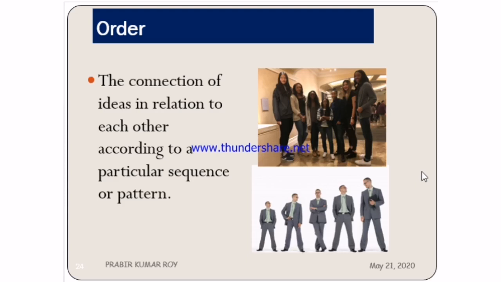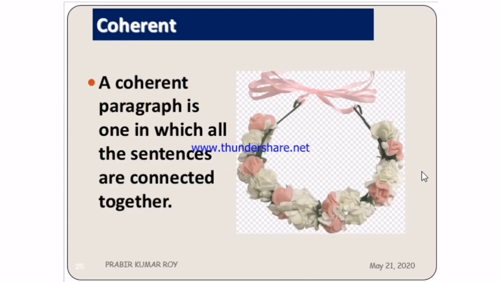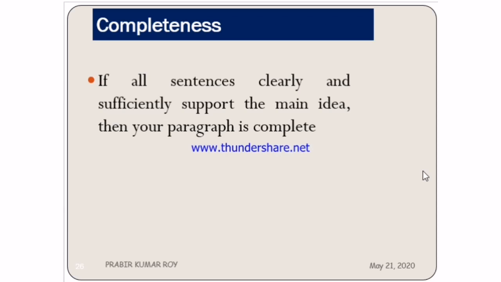Next, coherence. A coherent paragraph is one in which all the sentences are connected together. You will write the sentences, but all the sentences will be directly connected with one another. And last of all, completeness. If all the sentences clearly and sufficiently support the main idea, then your paragraph is complete. So we have discussed a lot of things about paragraphs. If you follow these, I think you will be able to write paragraphs well.